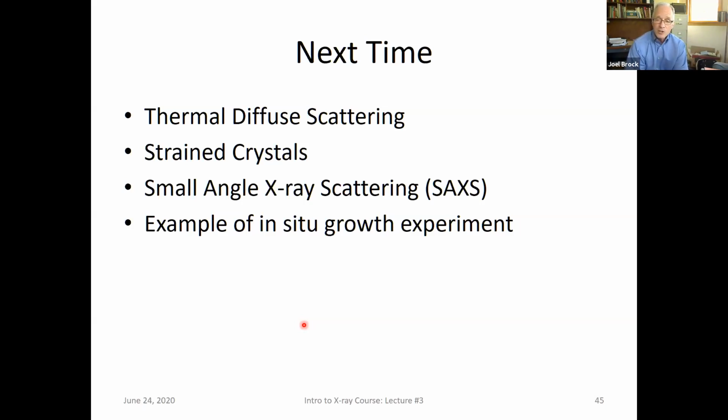Next time, for the last lecture tomorrow, we'll go back through and talk about thermal diffuse scattering in detail. The analogy then takes us directly into strained crystals, which the structural materials people are very interested in. Then small angle X-ray scattering, and a final example of an in situ growth experiment, which uses sort of all of the above. It's how we looked at the nucleation and growth of perovskite materials, the europium titanate in fact, using pulsed laser deposition. And so that's tomorrow.